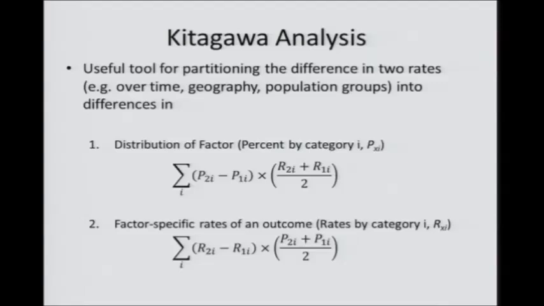That's the component due to the distribution in a given factor. So that's percentages that total to 100. And in each category I, you're subtracting the percentage in those 2 populations and multiplying it by the average rate for that category I between the 2 populations. And that is an example of indirect standardization, where you're holding rates constant to look at the contribution of the population structure.